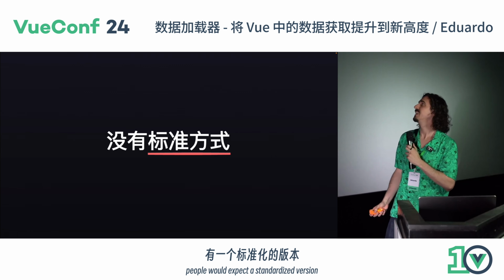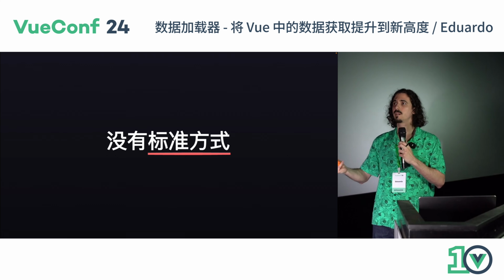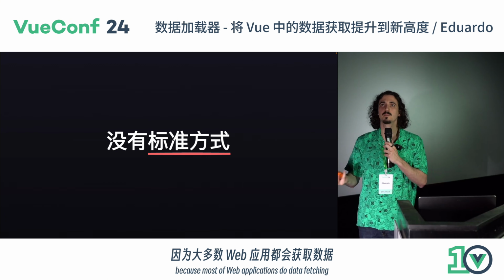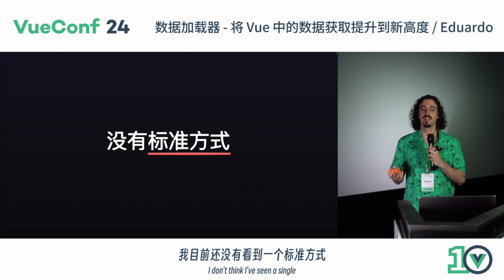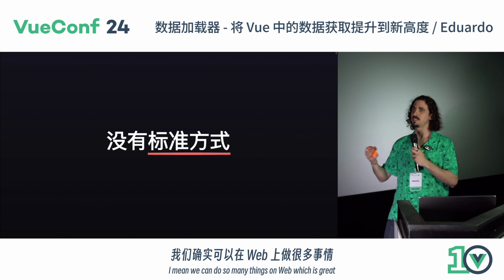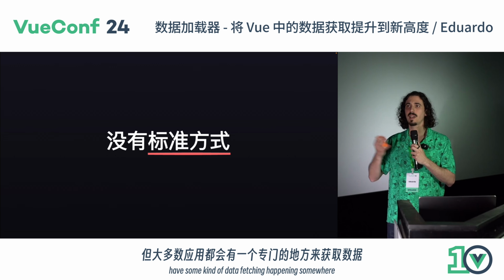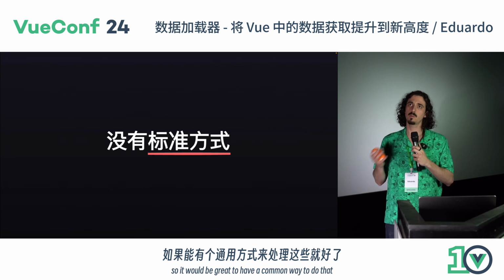People would expect a standardized way, a common way, documented, to do these kinds of things, because most web applications do data fetching. I don't think I've seen a single one, I mean, we can do so many things on the web, which is great, but mostly all applications have some kind of data fetching happening somewhere. So it would be great to have a common way to do that.